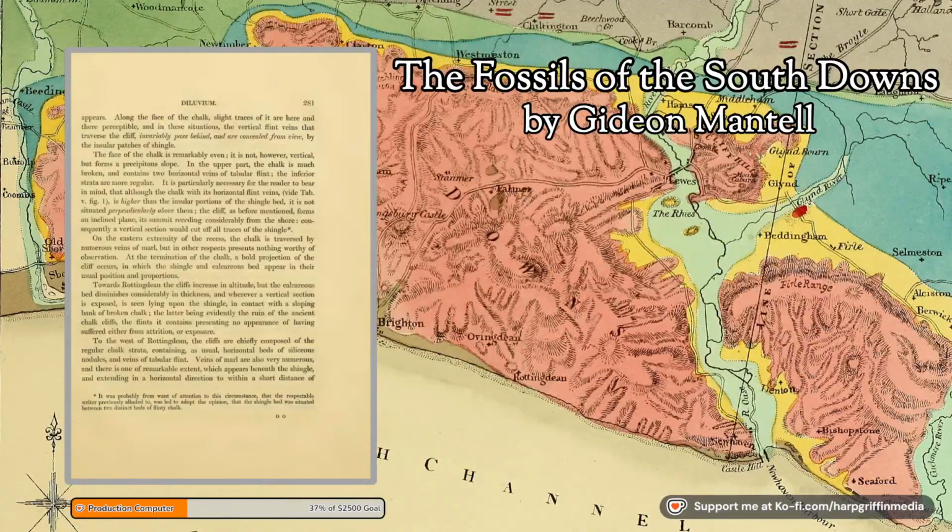Consequently, a vertical section would cut off all traces of the shingle. It was probably from want of attention to this circumstance that the respectable writer previously alluded to was led to adopt the opinion that the shingle bed was situated between two distinct beds of flinty chalk.